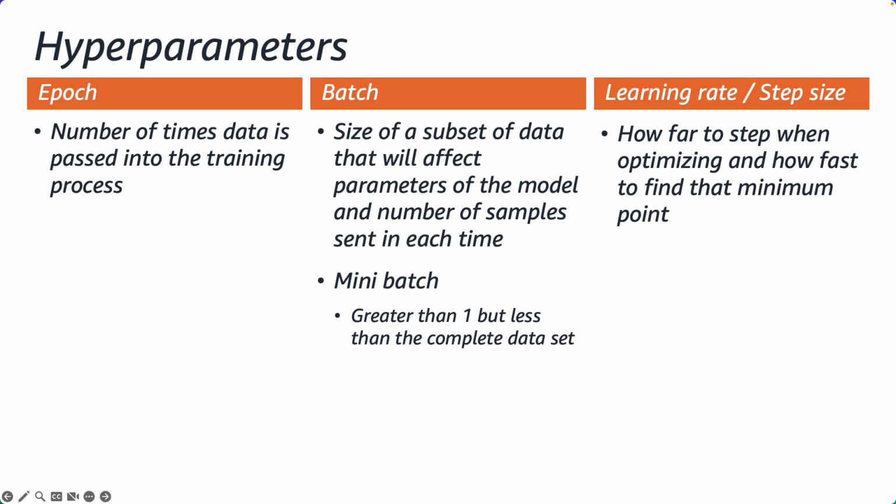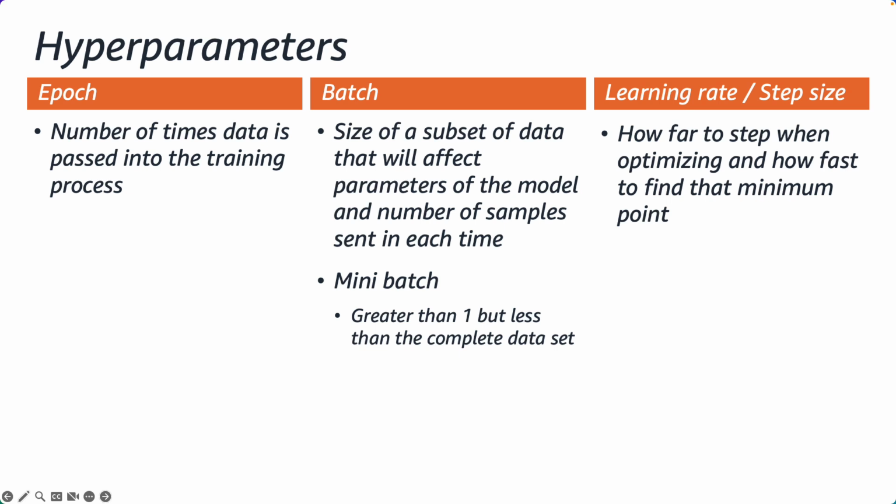Batch is the size of a subset of the data that will affect the parameters of the model and the number of samples we send in each time. And this is common in the real world, not in our simplified examples throughout this course, but batch will pass in data subsets instead of passing in all of the data at once, and will update its weights, bias, coefficients, and so on each time it processes a batch data subset. And this can be faster, and the data is batched by the number of epochs. There is also a mini batch where the batch size is greater than 1, but less than the complete data set, and they can be distributed among different processors or machines.